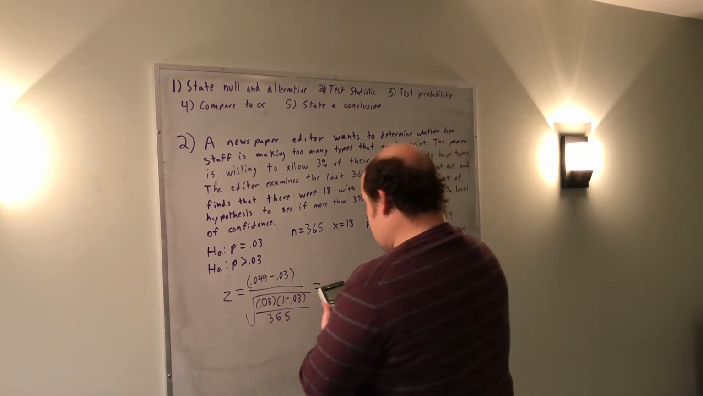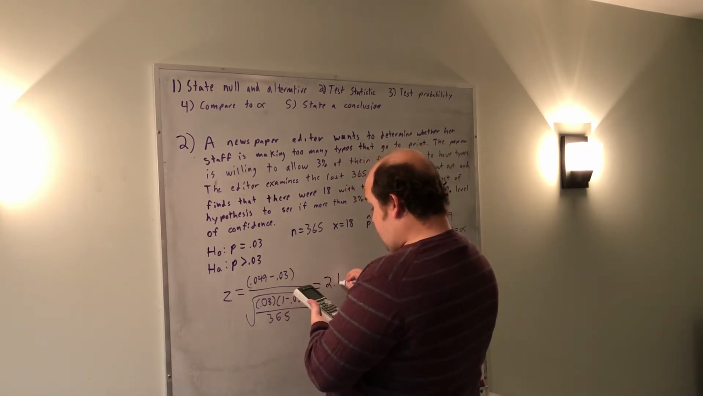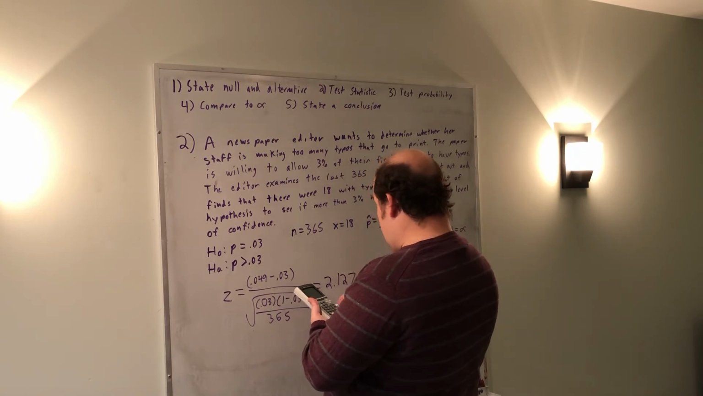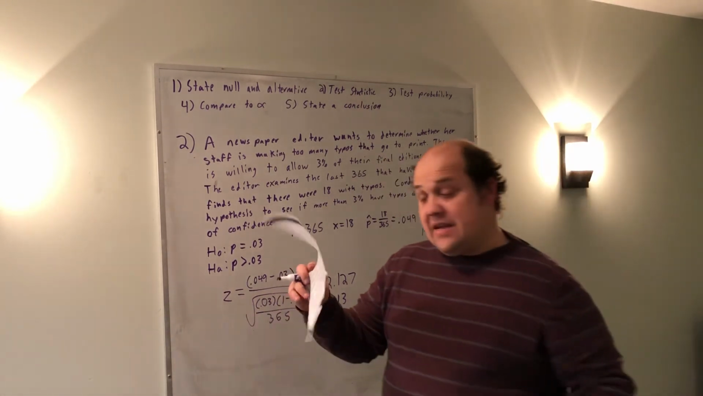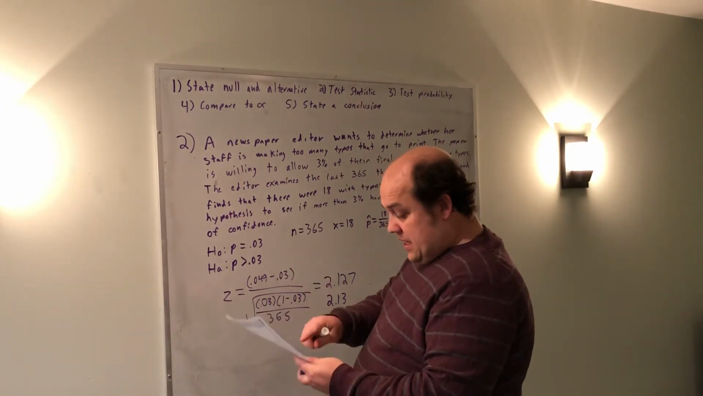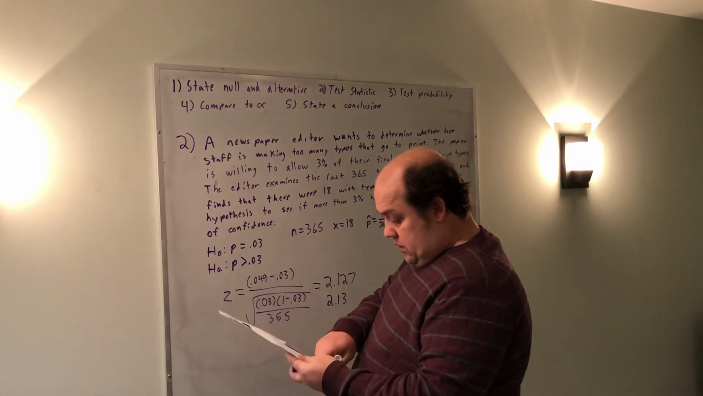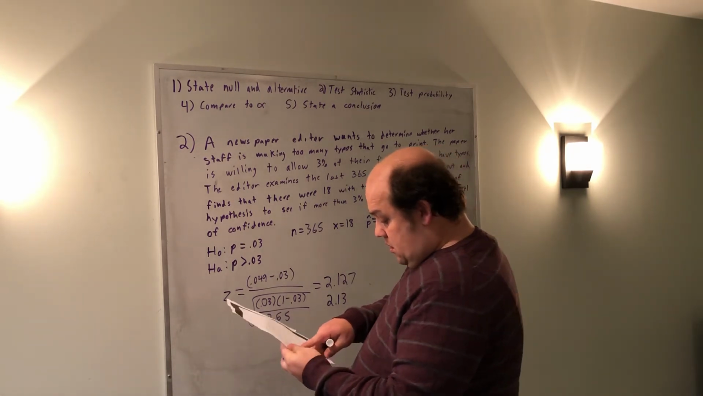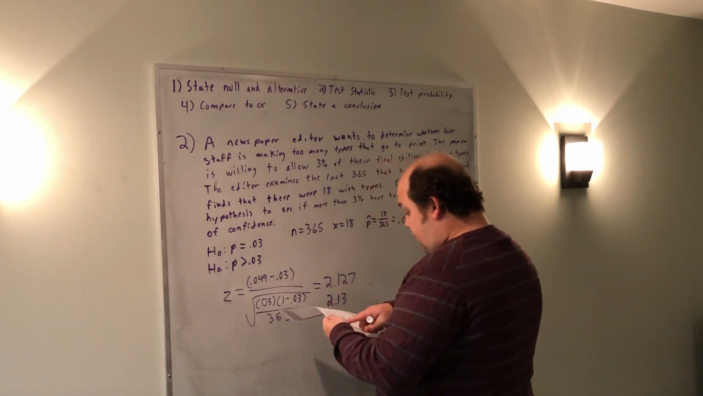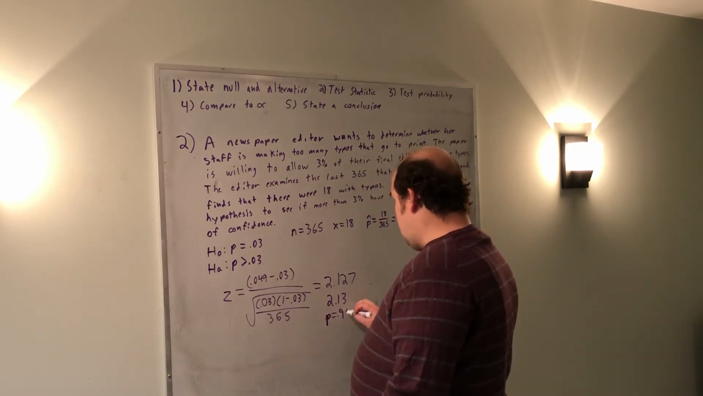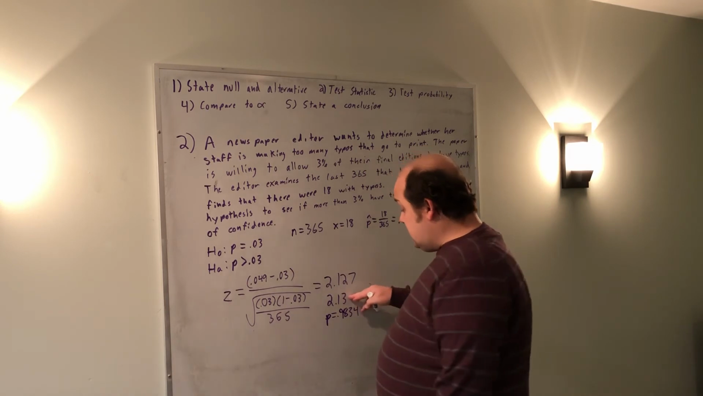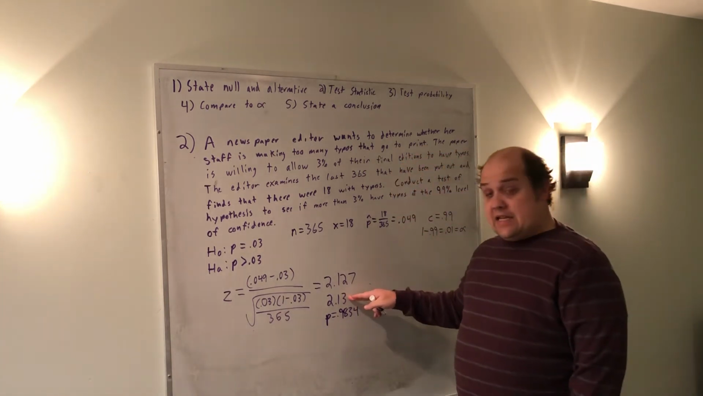All of that should get me to 2.127, which I'm going to call 2.13. I then need to go to the positive side of my table. On the positive side, 2.13 maps to a p-value of 0.9834. So this is my correct step 2 test statistic.